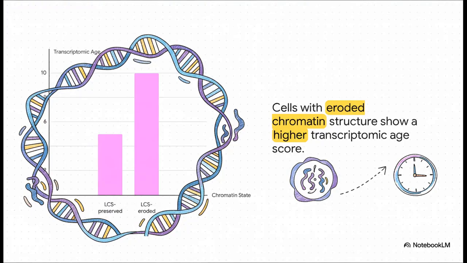And this is where a significant finding emerged. When this new chromatin metric was compared to the cell's molecular state, they saw a clear pattern. Using a published model, they calculated a transcriptomic age for each cell from its gene expression data. And consistently, across every single cell type, the cells they classified as LCS eroded had a significantly higher transcriptomic age. This suggests a direct link between the breakdown of local chromatin structure and the molecular signs of aging, leading to this new concept of a chromatin conformational age.